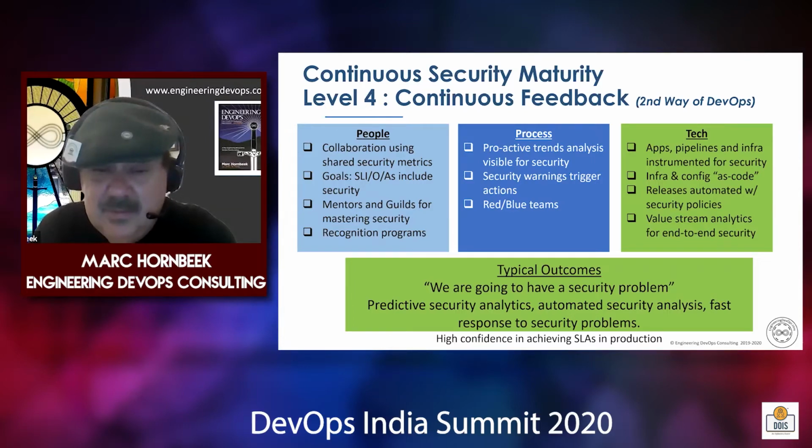So in this case, the typical outcome is you've got a more predictive situation. The type of comment you'll hear is we're going to have a security problem because the data tells you that, and you start diving into it ahead of the problem actually occurring. So a lot of security predictions, automated security analysis, and fast response to security problems. Generally speaking, there's a high level of confidence in achieving security-related SLAs in production.